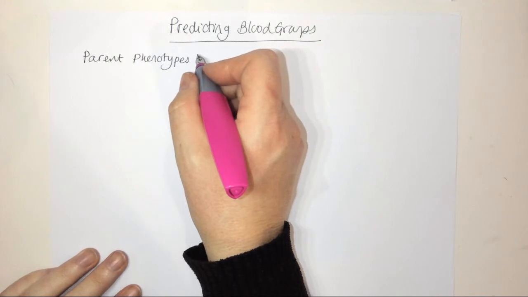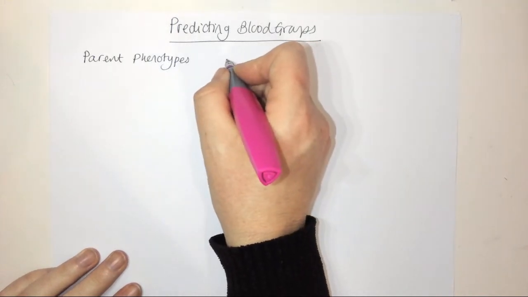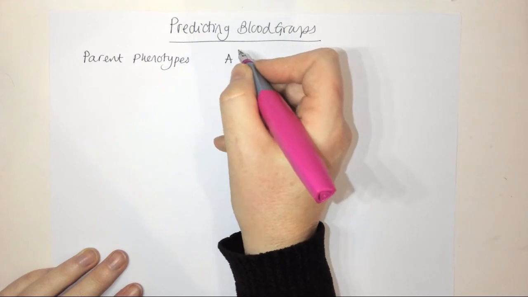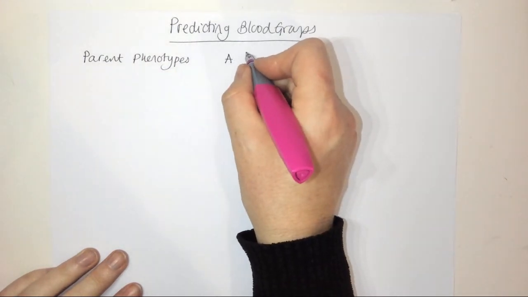Okay, so I'm going to say somebody with blood group A, and I'm going to make them heterozygous.